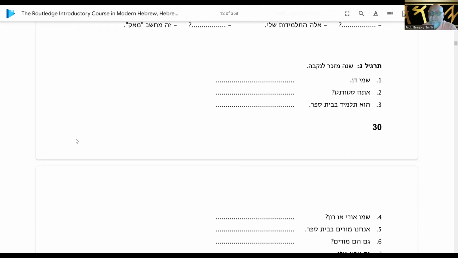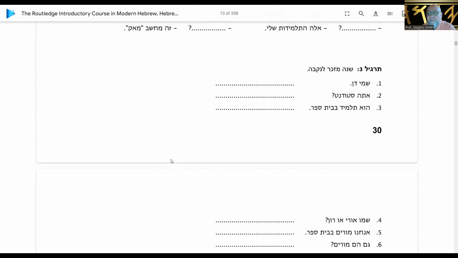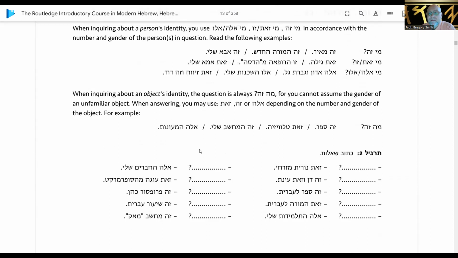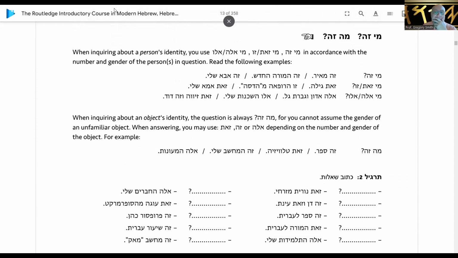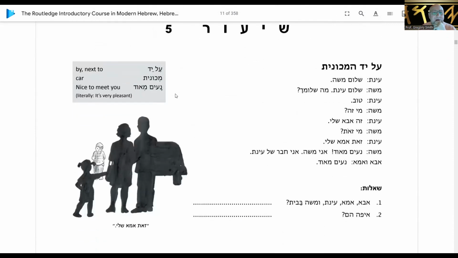Okay, so now we're going to finish up Targil 3 and Targil 4, so exercises 3 and 4. What we should do is go over vocabulary quickly here. We've got "al yad," by, next to. We have "mechonit" for car, and "na'im me'od" for nice to meet you, or literally, it's very pleasant to meet you.